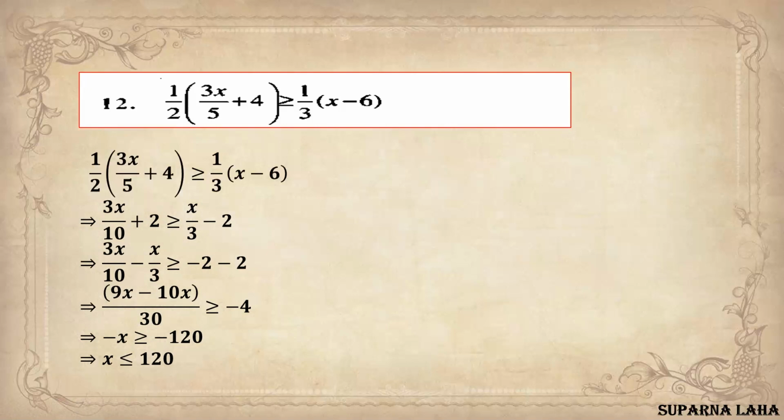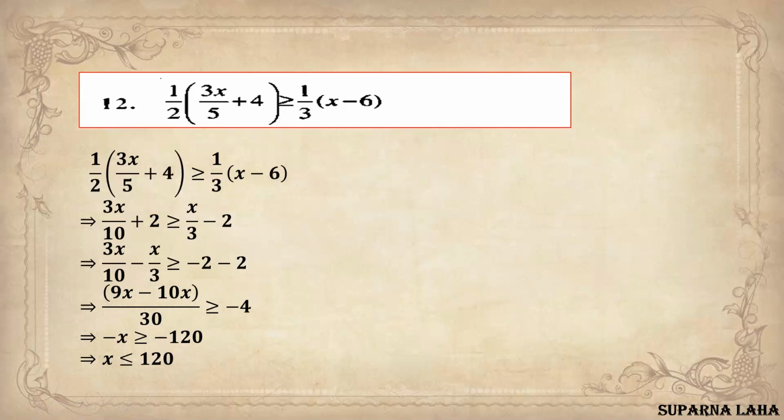Clear? One thing you need to remember: if you are multiplying both sides of the inequality by a negative number, the sign will change, that is, from greater than to less than, or from less than to greater than, or greater than or equal to becomes less than or equal to, and less than or equal to becomes greater than or equal to. So all the values equal to 120 and less than 120 are members of this solution set.